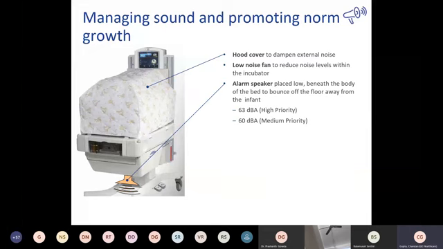Similarly, we have used a very low noise fan, and also we have put accessories like hood cover, to reduce the sound.